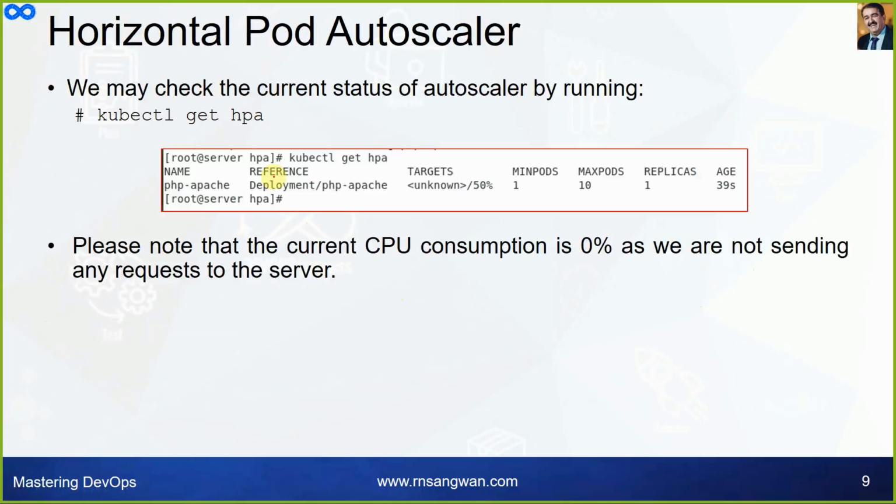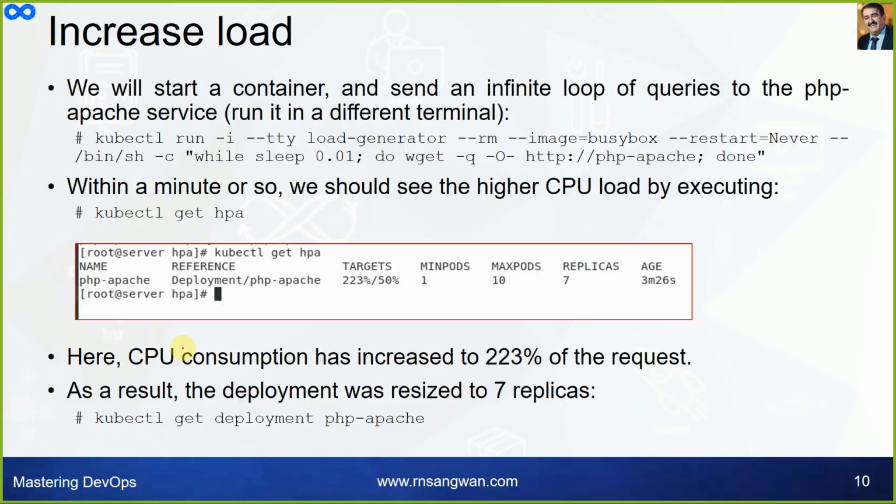Now get hpa, and you will see your HPA for the php-apache deployment. Right now there is no target, unknown, not able to fetch. Minimum pods 1, maximum pods 10, replicas 1. I just created it. Note that current CPU consumption is 0% or whatever; in my case it is unknown right now, since we are not sending any requests to the server. So now we need to send some requests to the server.